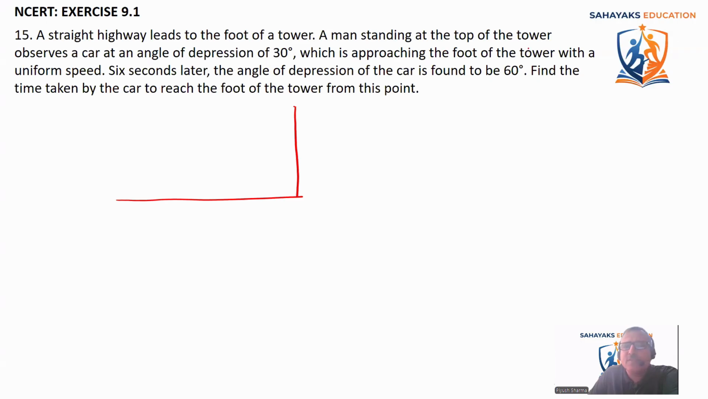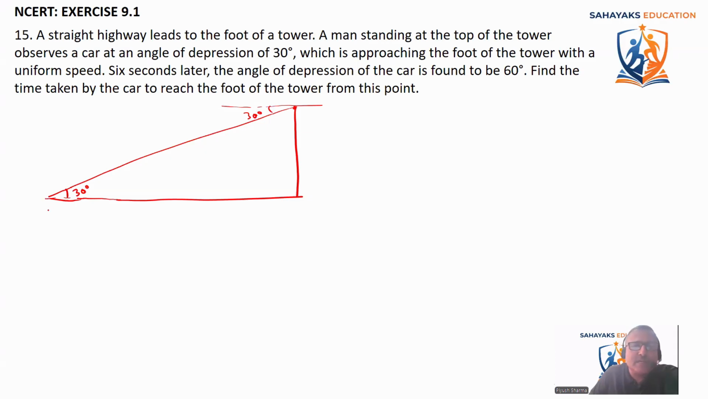A man standing at the top of the tower observes a car at an angle of depression of 30 degrees. So there is a person standing on the tower. What is he doing on the tower? Maybe observing. So he saw one car, and the angle of depression here is 30 degrees. So this is 30 degrees. Again, I'm telling you that we have to take the angle from the horizon and not from the vertical. The car is approaching the foot of the tower.